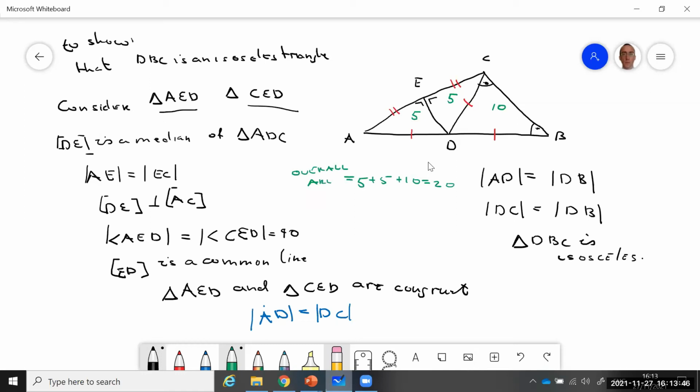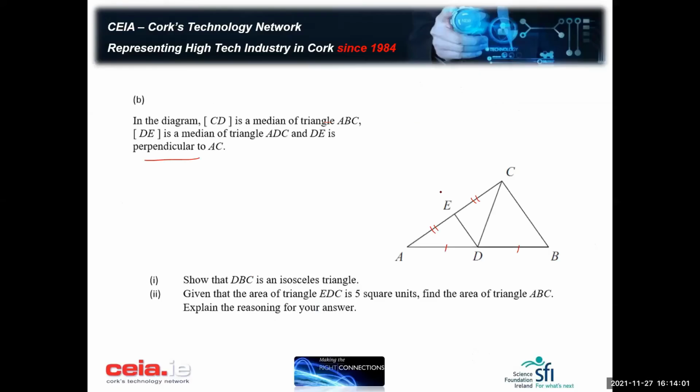So that's a nice little feature of a median, in that it will split the area of a triangle in two. It'll bisect the area. So 20 square units is the area of the overall triangle.